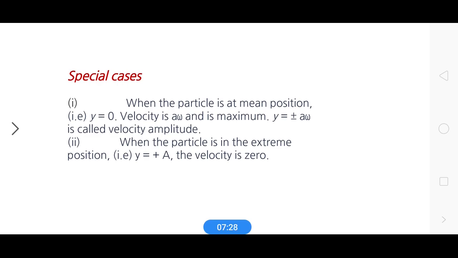And when the particle is at the extreme position, then we get y is equal to a and the velocity is equal to 0. So these are the values of velocities at mean and extreme position. So when y is equal to 0, the velocity is plus or minus a omega, and when the particle is at extreme position y is equal to a, the velocity becomes 0.